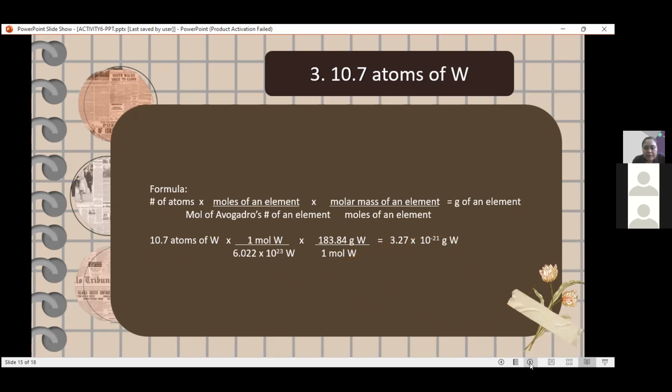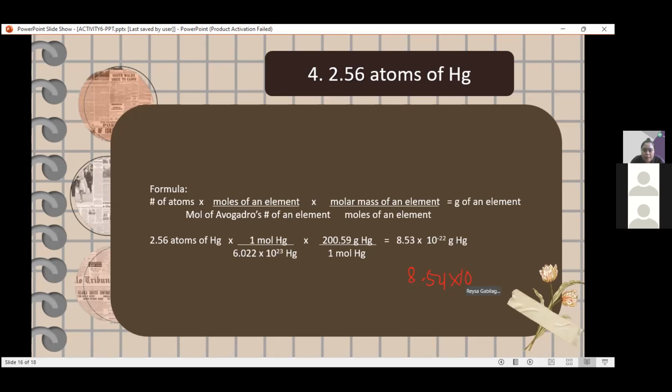And then, number 4, we have 2.56 atoms of mercury. This is very small also. So 2.56 and then times 1 times yung mercury, Hg is 201. 201 divided by 6.0221 times 10 raised to the power of 23 is 8.54 times 10 raised to the power of -22 grams of our mercury. Okay?